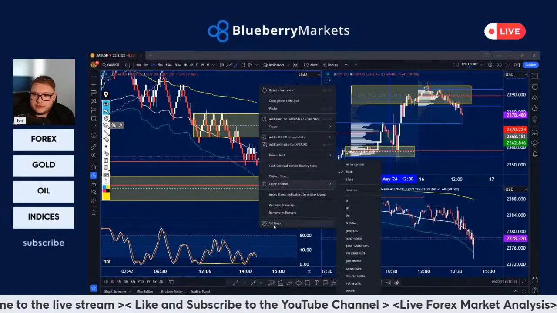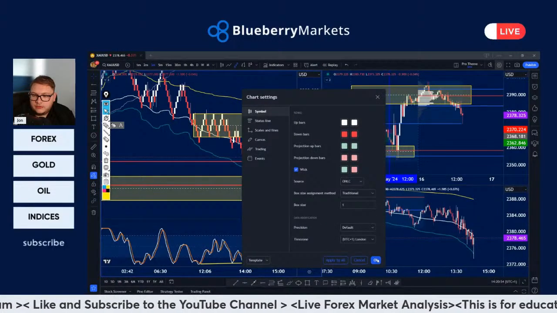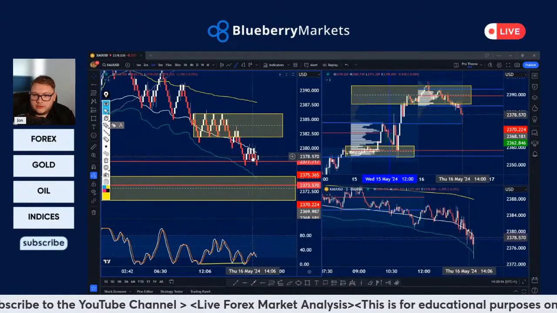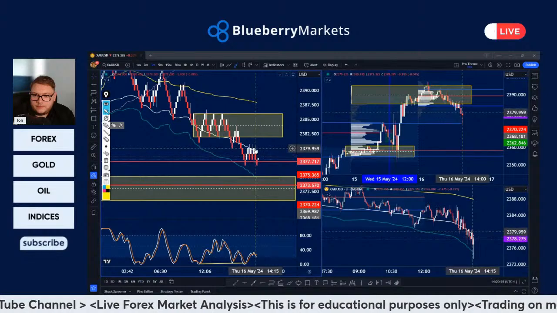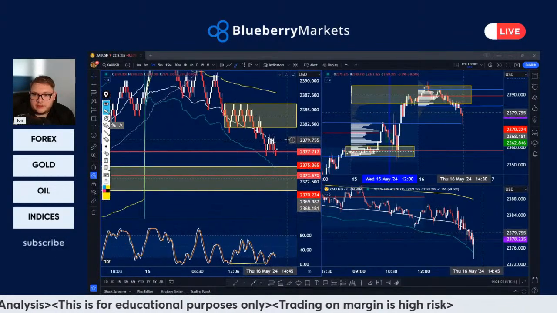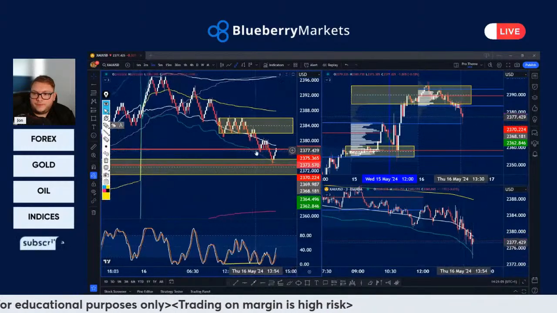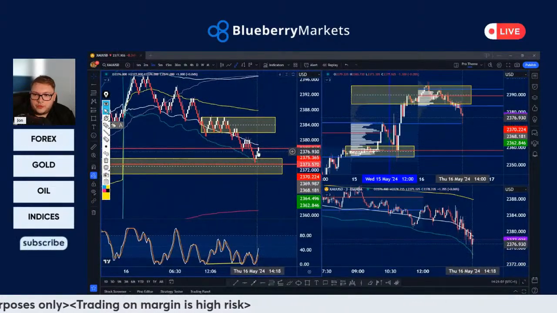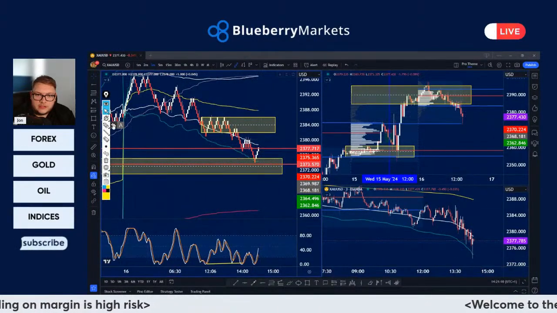Let me just make sure that's still on $1. Traditional box size $1. A lot of chop there. Repainted a little bit, but that's still $1. And we started to see that push back up now. So this is what I like to see.